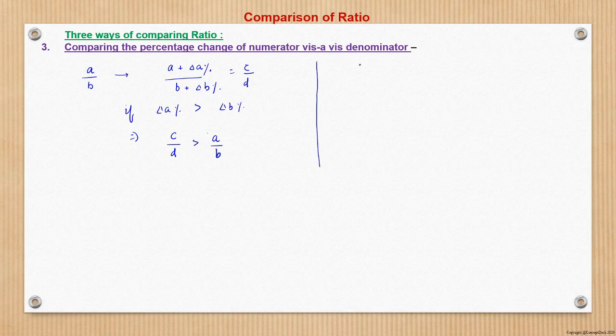Similarly, what happens if, say, a by b increases such that a plus delta a percent upon b plus delta b percent, where a and b increase by this much percentage to give us a ratio c by d. If delta a percent is less than delta b percent, this means that the numerator increases by a lower percentage than the denominator. So in that case, c by d will be less than a by b. This is one.